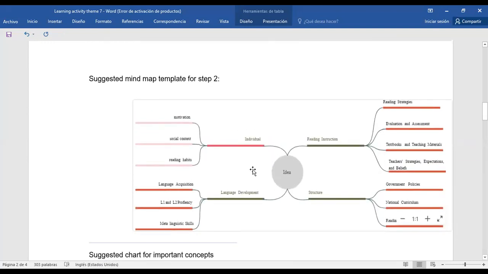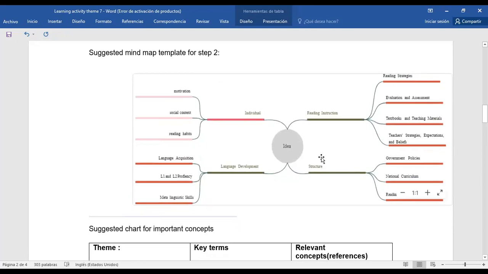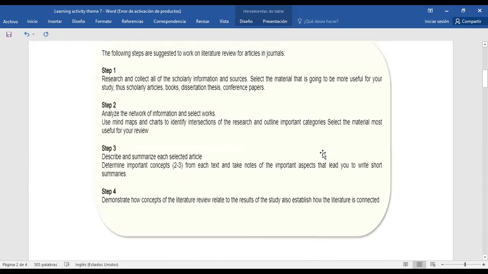This mind map is only an example. You can find additional examples on the web. There is another type that you use only like a net, circles, lines, and you join it. So the graphic, this mind map, is to make it easy to organize, okay? To find intersections. That is the key word. What is intersection? Similarities. And then you can have a better view of what terms, what categories you are going to include in the literature review.